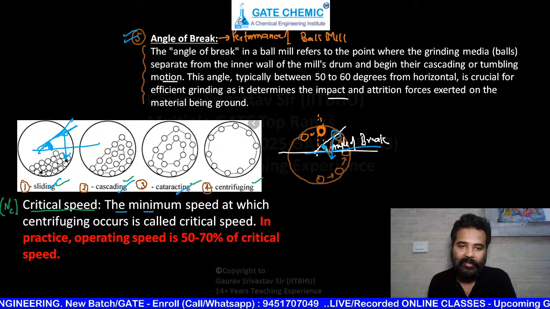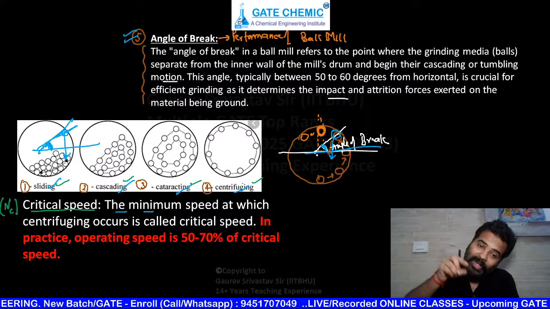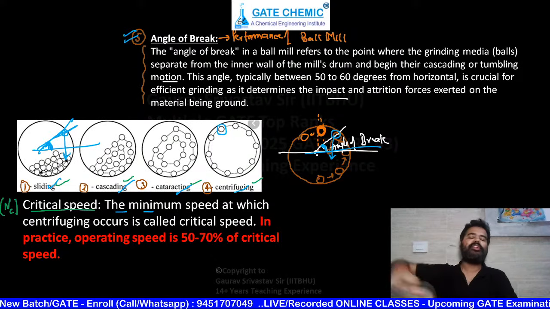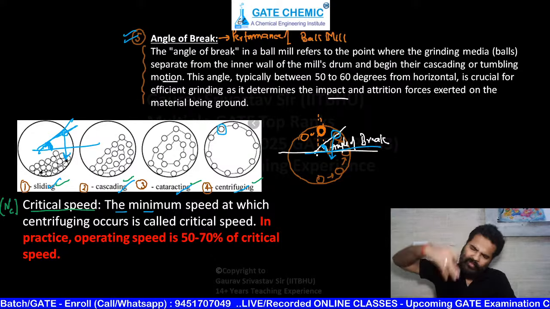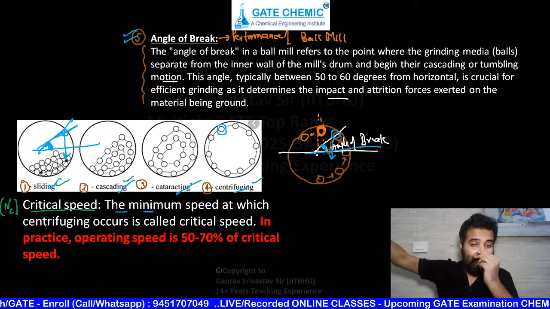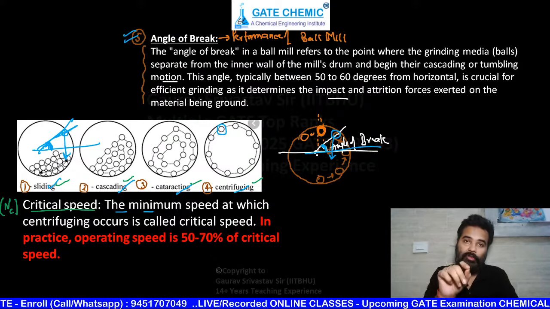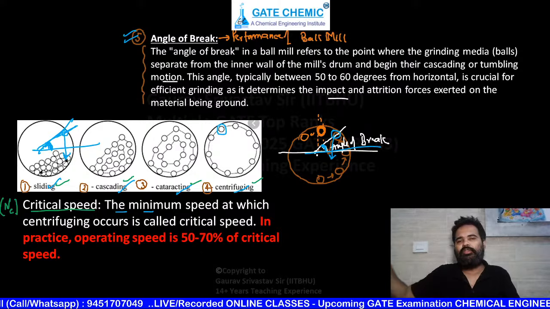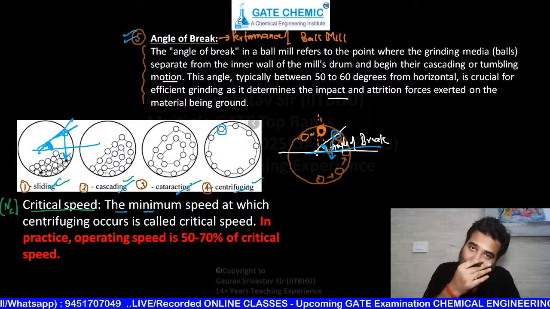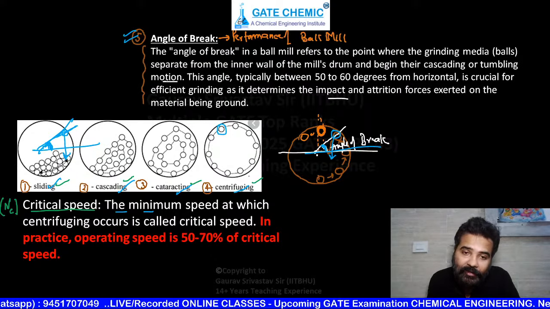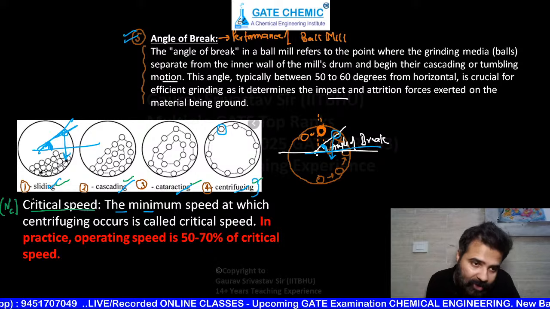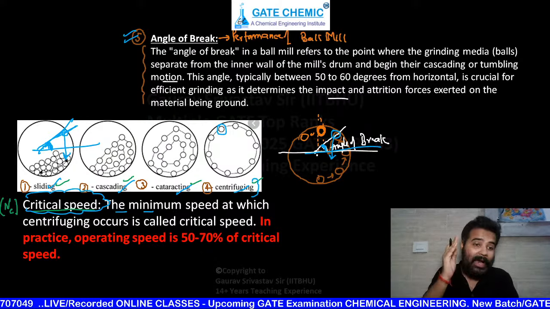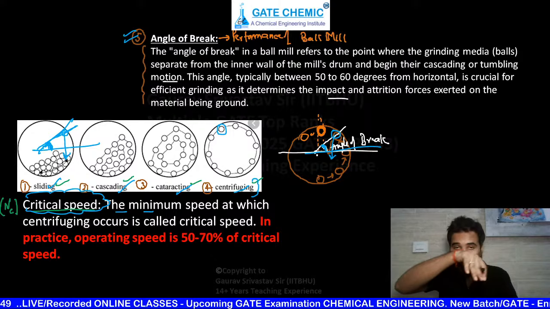Sliding, cascading, cataracting, centrifuging. The minimum speed at which centrifuging occurs: once the ball sticks to the wall, you keep increasing the speed, and it remains stuck to the wall no matter how much you increase it. So the minimum speed at which centrifuging starts or occurs is known as the critical speed. The minimum speed at which centrifuging occurs is called critical speed.